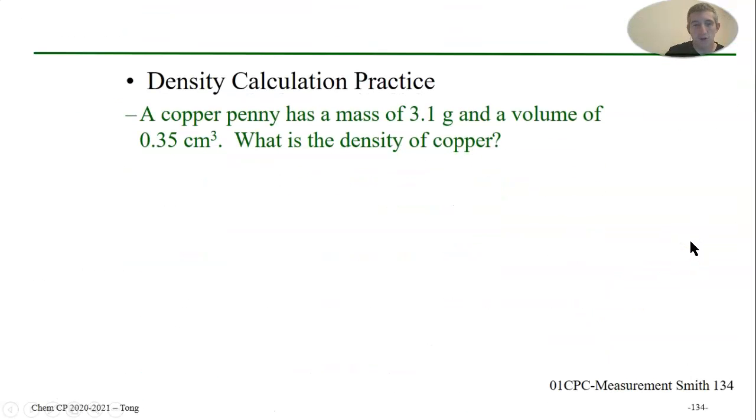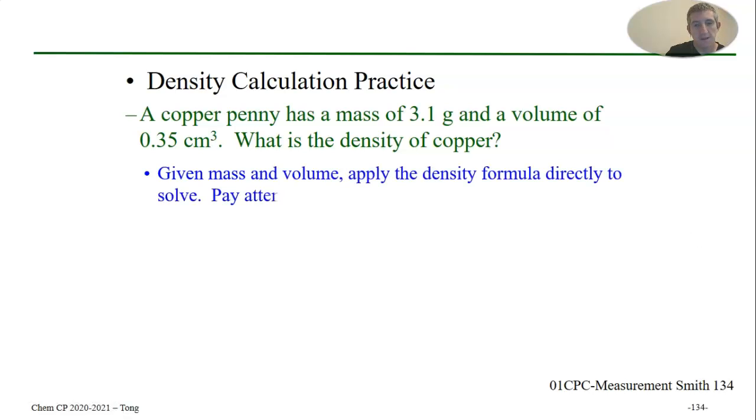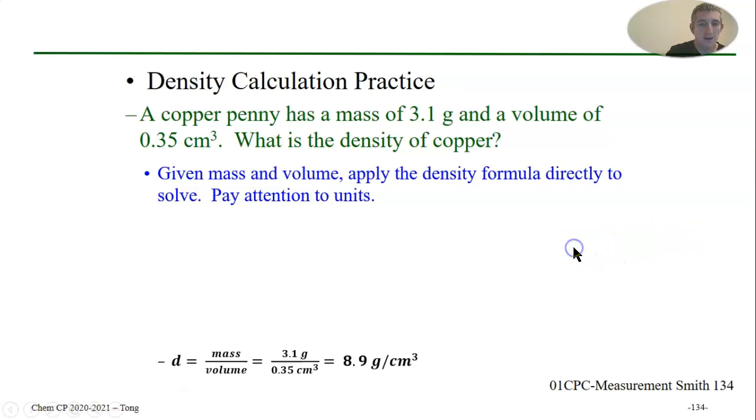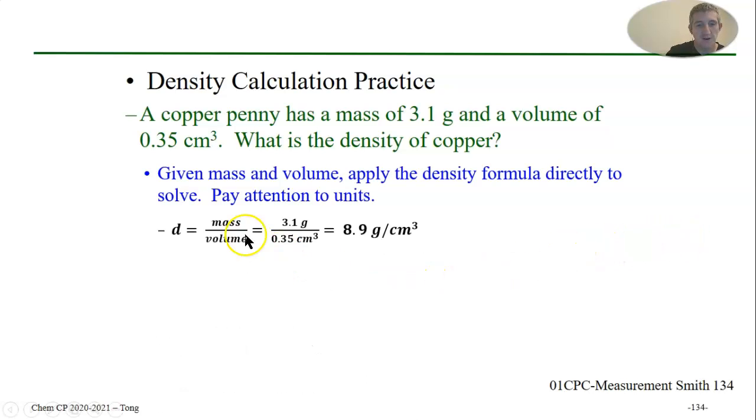So we're going to do a quick calculation of grams divided by, in this case, centimeters cubed. And so you have the density equation where it's mass divided by volume. And so we can set up the expression here, mass divided by volume. That's not a negative sign, that's a bullet point. So here's the mass, 3.1 grams. Here's the volume, 0.35 centimeters cubed. That comes from this unit up here.